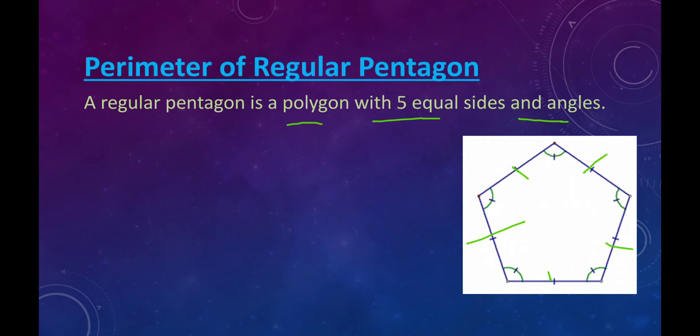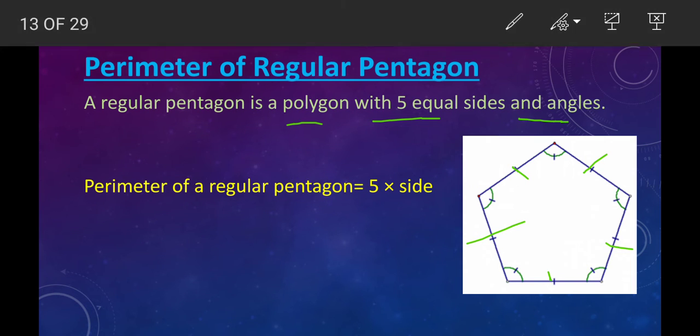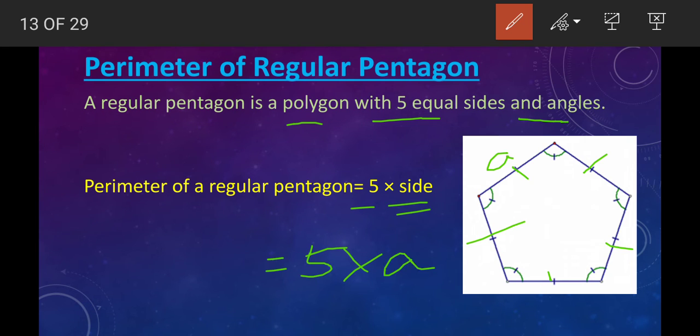So now come to the formula for this one. Perimeter of a regular pentagon equals 5 multiplied by side. If we take the side as A, then the formula becomes 5 multiplied by A.